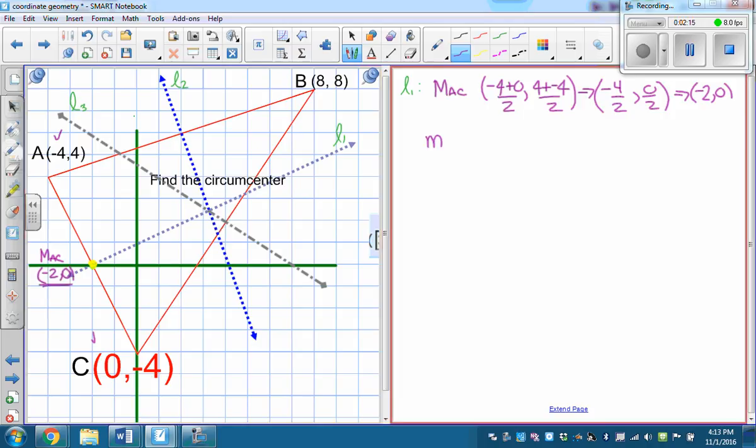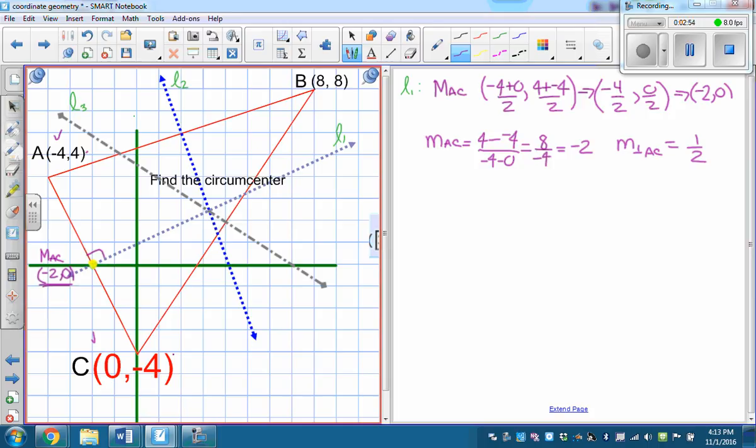Then the slope of AC, I'll need. That's rise over run. So 4 take away -4 over -4 take away 0. So I'm doing difference of the y's over the difference of the x's. So 8 over -4, which is -2. So that tells me the perpendicular slope, the line perpendicular to AC, would be 1/2. And the reason I'm interested in that is line 1 is perpendicular to AC.